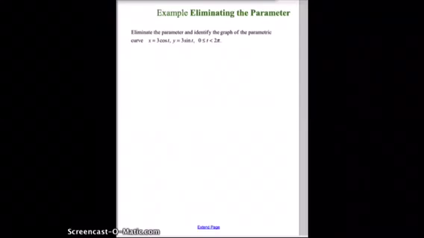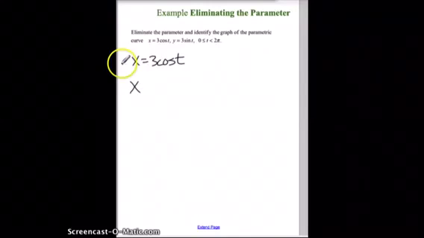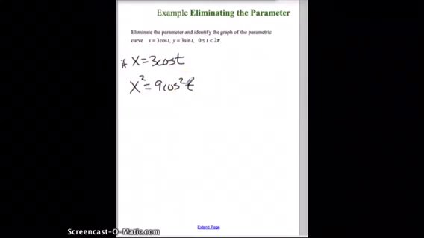We have trig functions, and it's not going to be as simple to just solve for t in this case. So here's a strategy. Because x equals 3 cosine t, and follow me for a second, it won't make perfect sense until it kind of comes together. If x equals 3 cosine t, then x squared equals 9 cosine squared t. Now I know that makes sense to you. You might be wondering, why are you doing that?